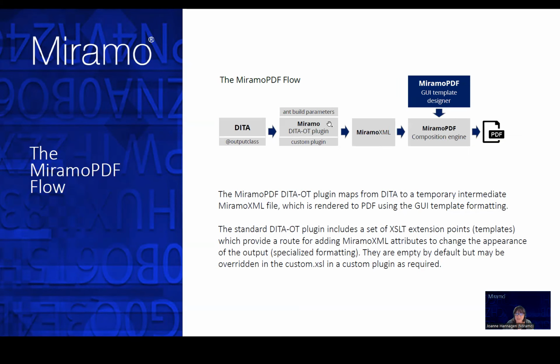The standard DITA-OT plugin includes a set of XSLT extension points, and these allow you to add Miramo XML attributes and their values to change the appearance of the output, basically to apply specialized formatting. These extension points or templates are empty by default, but you can override them in the custom XSL file in a custom plugin as you require.